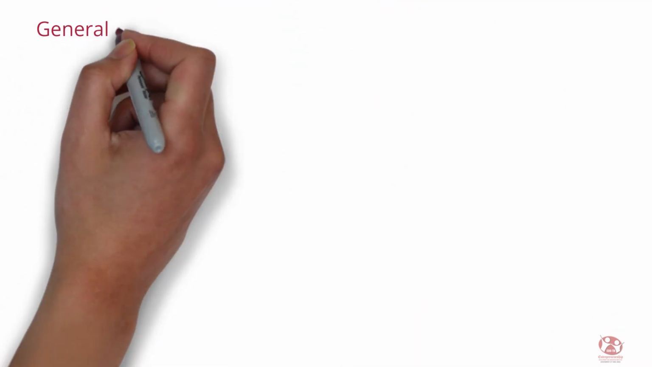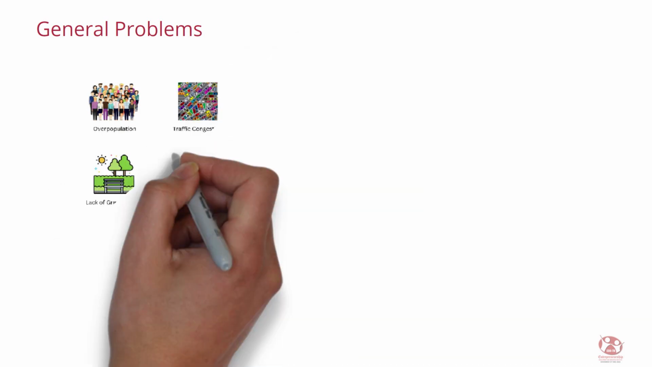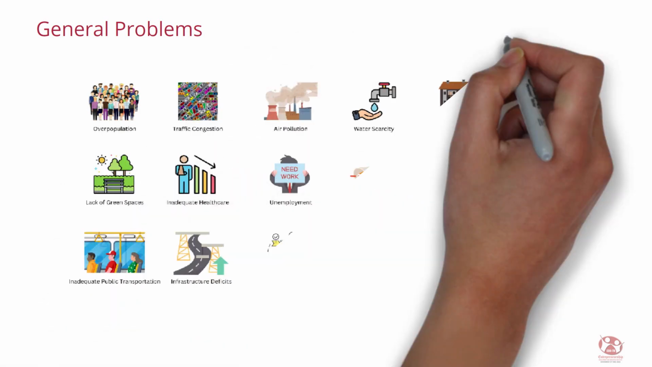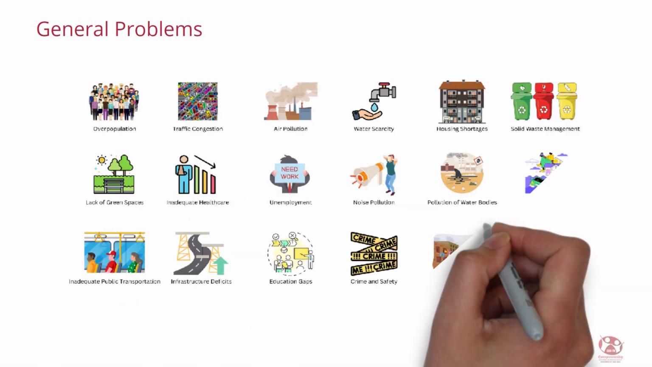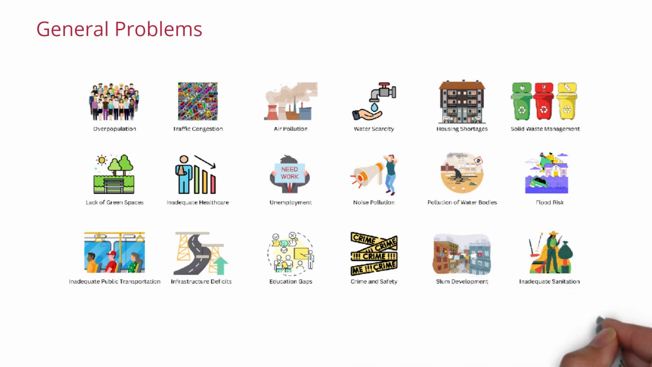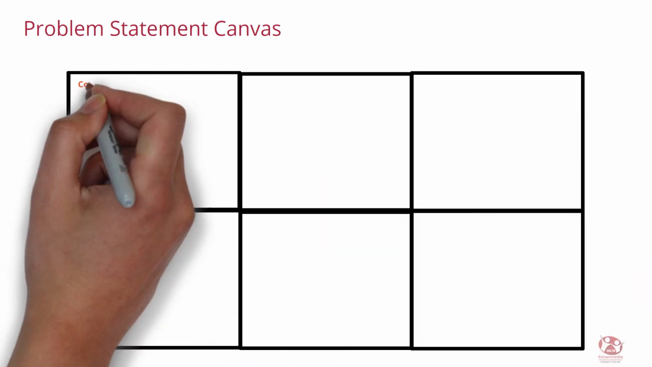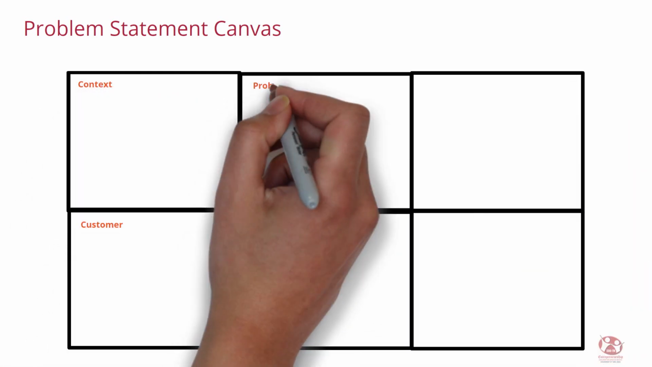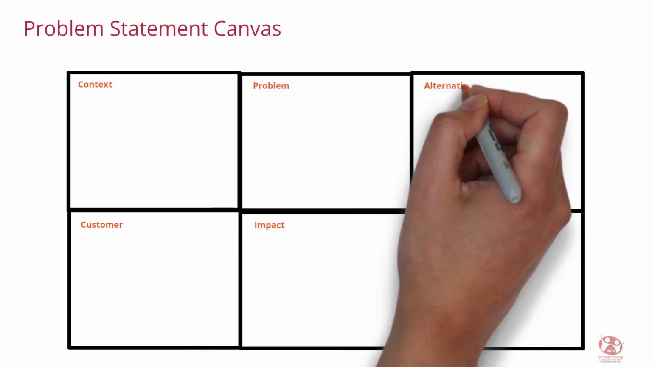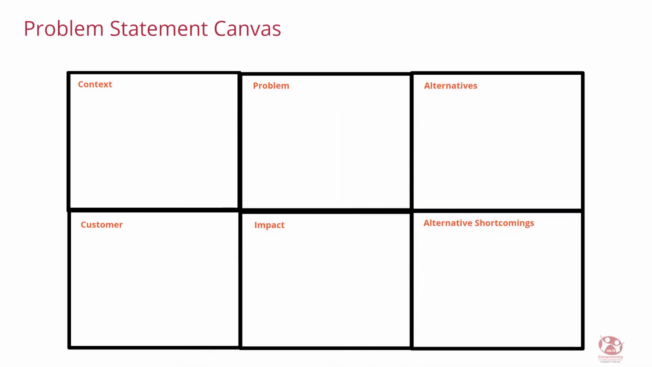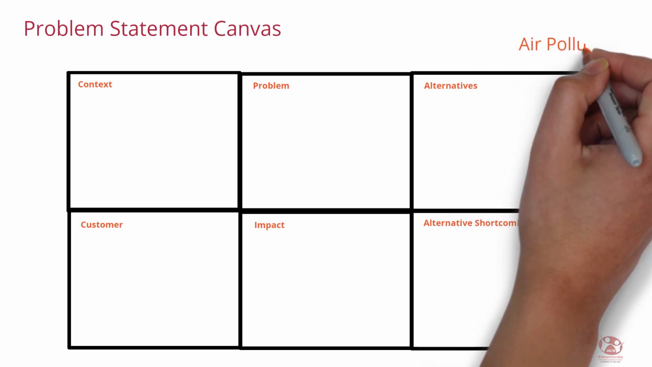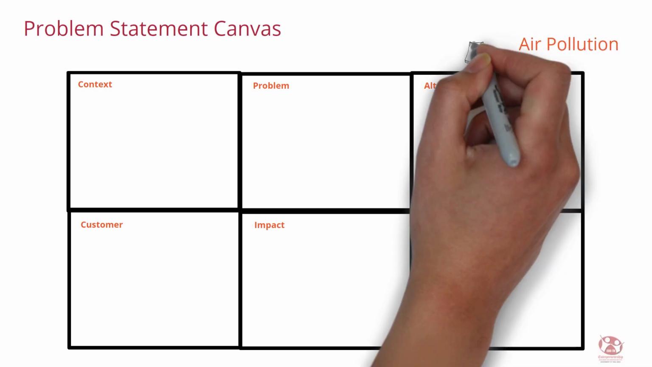We can identify numerous general problems such as overpopulation, traffic congestion, air pollution, water scarcity, inadequate sanitation, housing shortages, and many more. To dive deeper into these problems and make them understandable to students, we use a problem statement canvas framework which consists of 6 blocks: context, customer, problem, impact, alternatives, and alternative shortcomings. For example, let's take the common problem of air pollution to understand how to use this framework.